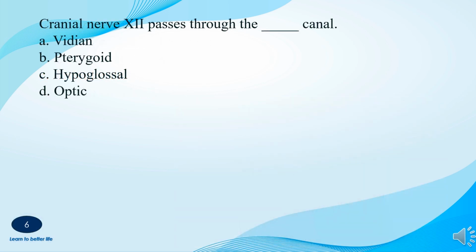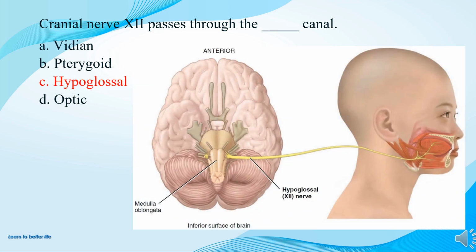Cranial nerve 12 passes through which canal? A. Pterygoid. B. Pterygoid. C. Hypoglossal. D. Optic. The answer is C. Hypoglossal.